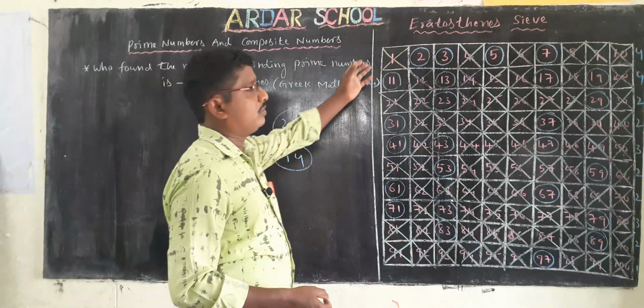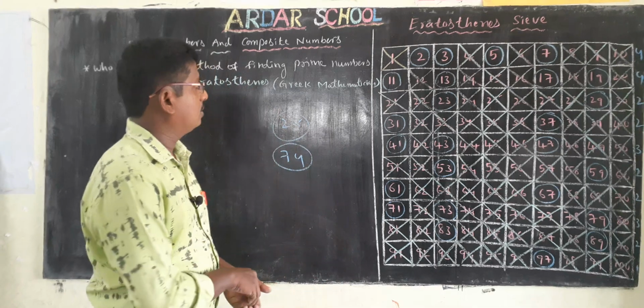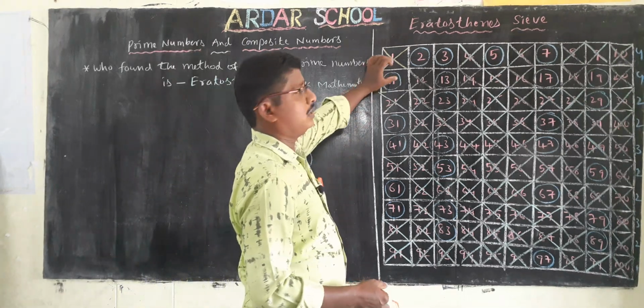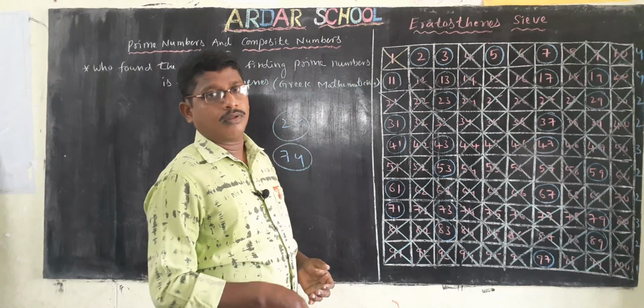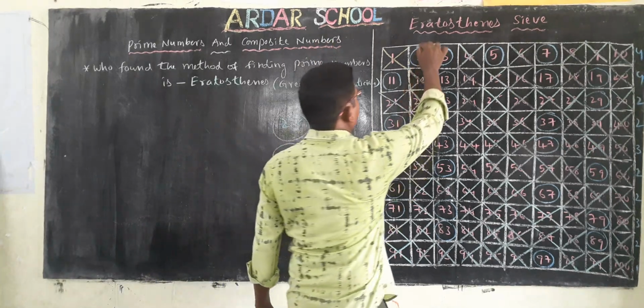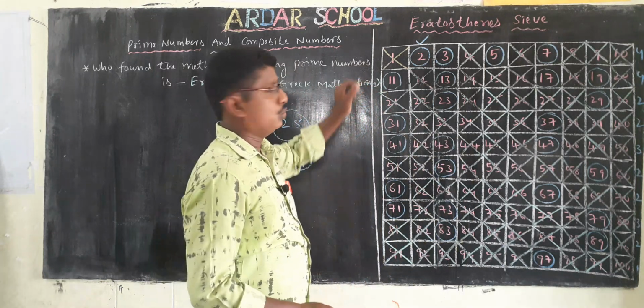Once again observe the Eratosthenes sieve. I will ask 4 questions. What is the smallest prime number? The smallest prime number is 2.